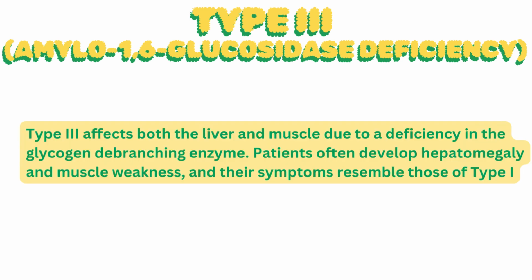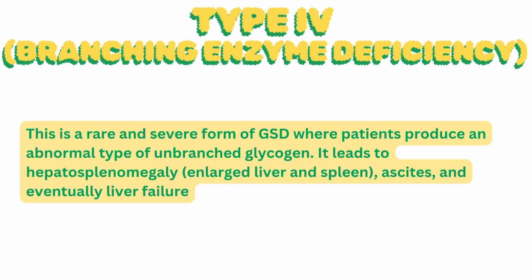Type 3, amylo 1,6-glucosidase deficiency. Type 3 affects both the liver and muscle due to a deficiency in the glycogen debranching enzyme. Patients often develop hepatomegaly and muscle weakness, and their symptoms resemble those of type 1. Type 4, branching enzyme deficiency. This is a rare and severe form of GSD where patients produce an abnormal type of unbranched glycogen. It leads to hepatosplenomegaly, enlarged liver and spleen, ascites, and eventually liver failure.